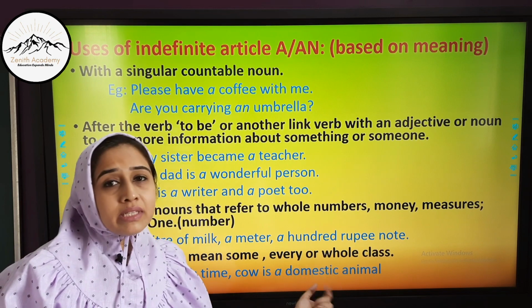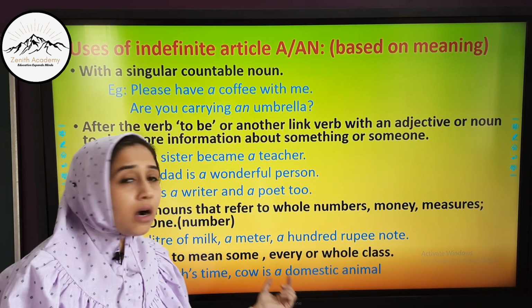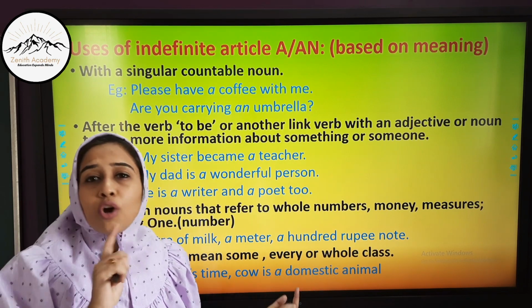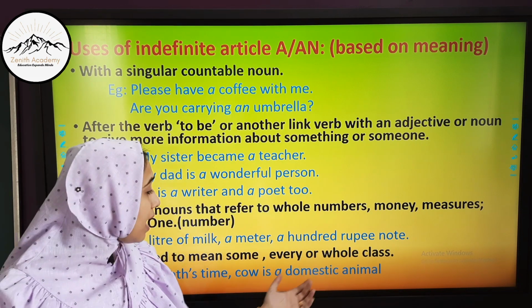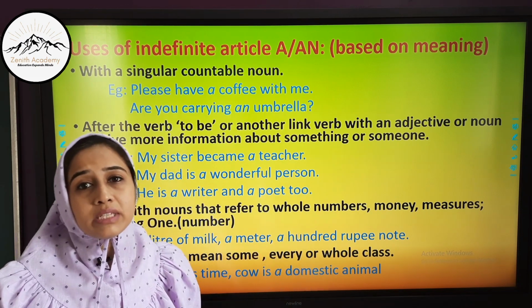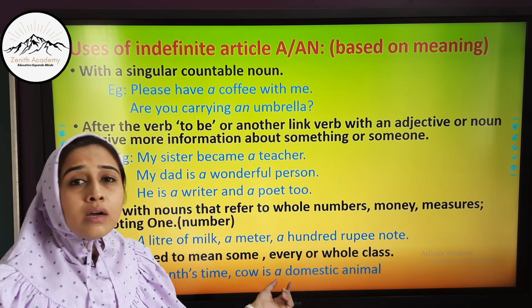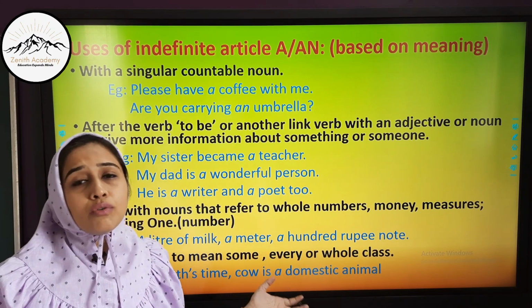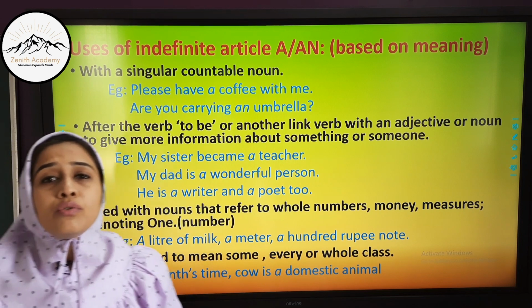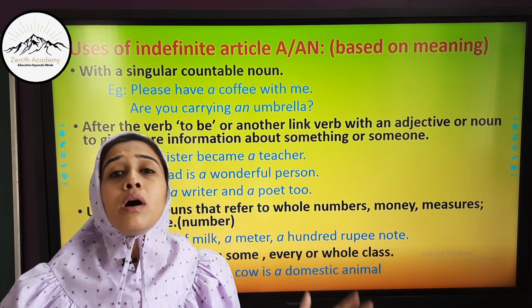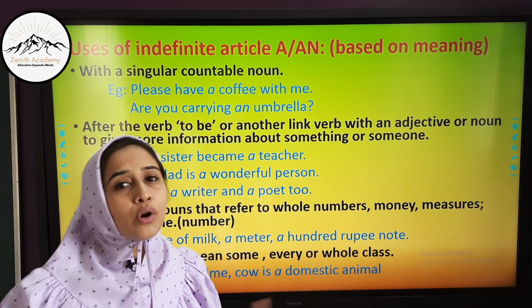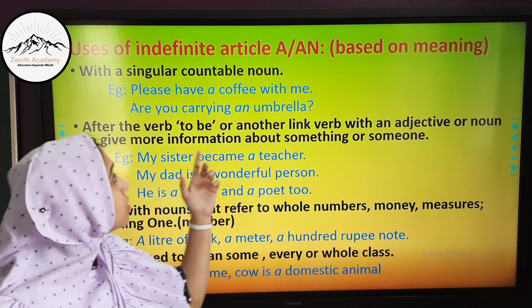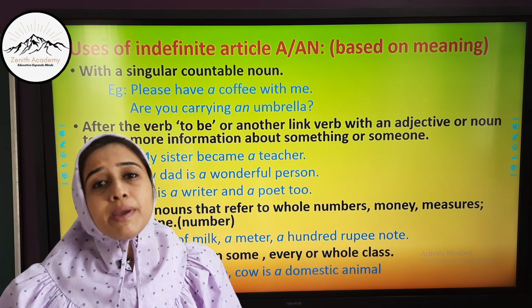Cow is a domestic animal. When I am saying a domestic animal, cow is not the single domestic animal we have. We have many domestic animals, but I am referring to the entire group of domestic animals using a. So a and an are also used when we want to refer to a whole class or a whole group of a particular thing or object that we are talking about. I hope now the uses of the indefinite article must be clear to you all.